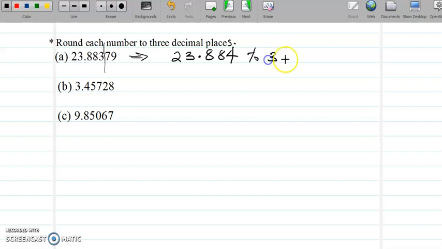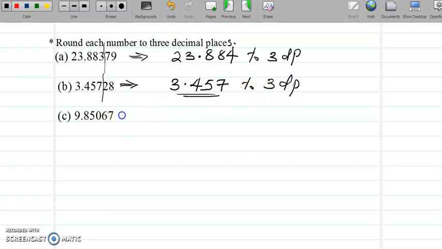to 3 decimal places. Okay, let's look at this also. To 3 decimal places here, immediately after the decimal point, I start counting 1, 2, 3. Cut it here. See that? Now this number that it ended with is not up to 5. So since it's not up to 5, I'm rounding it down. So this will now be 3.457. See that? So this gives us 3.457 to 3 decimal places.